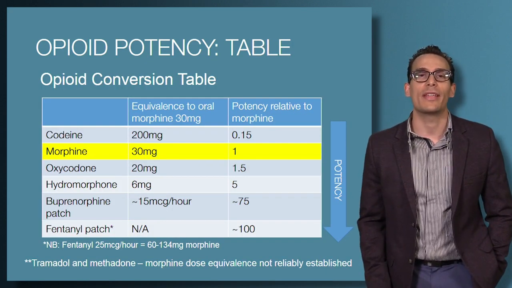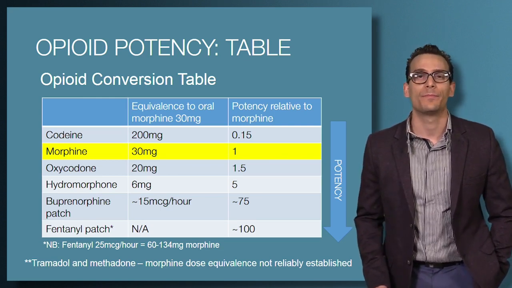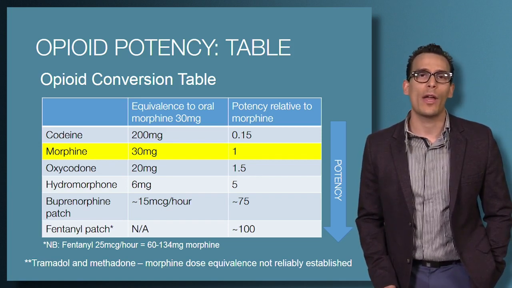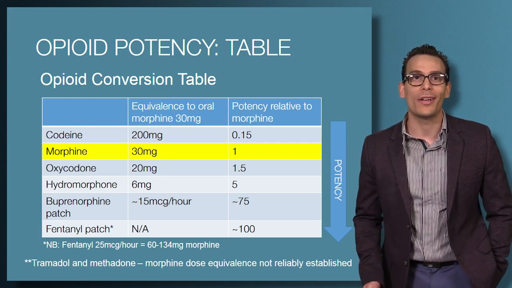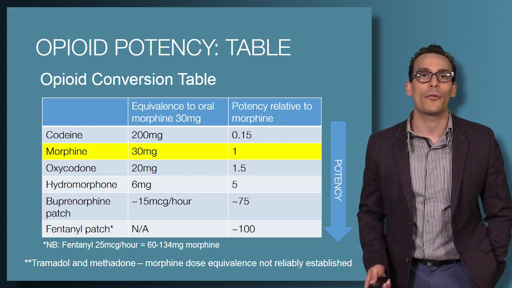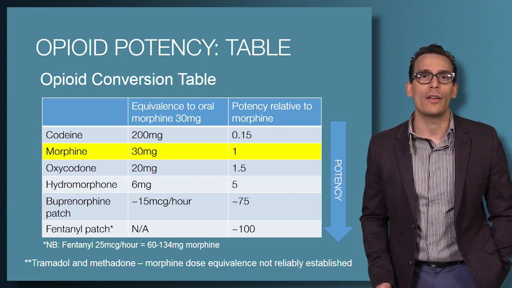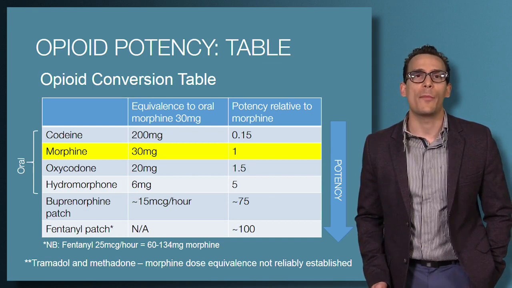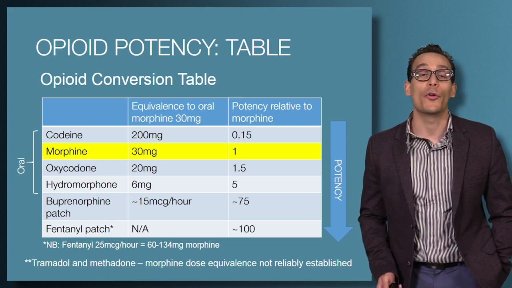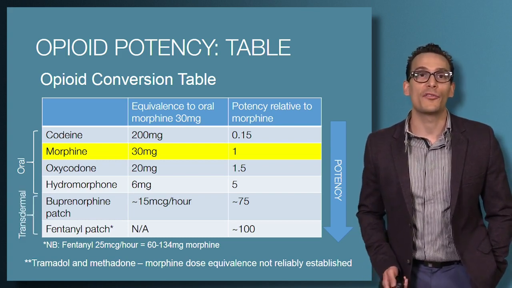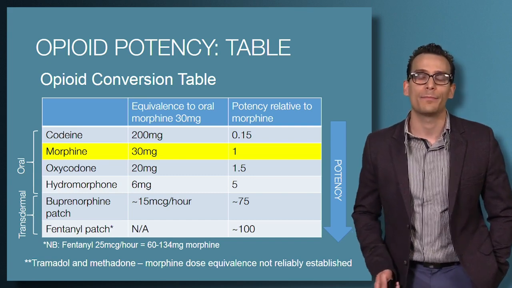Now let's look at a tabular representation of opioid potency, and we're going to be looking specifically at an opioid conversion table. So in the leftmost column, we have opioids listed in order of increasing potency, with morphine highlighted in gold, because morphine is the gold standard to which all other opioids are measured against. The first 4 opioids, codeine, morphine, oxycodone, and hydromorphone, are examples of oral formulations, whereas the last 2, buprenorphine and fentanyl, are examples of transdermal formulations, meaning that these opioids are delivered via the skin by wearing a patch.